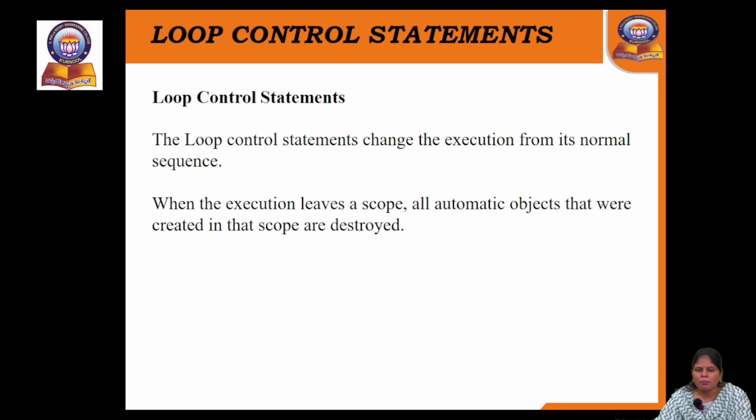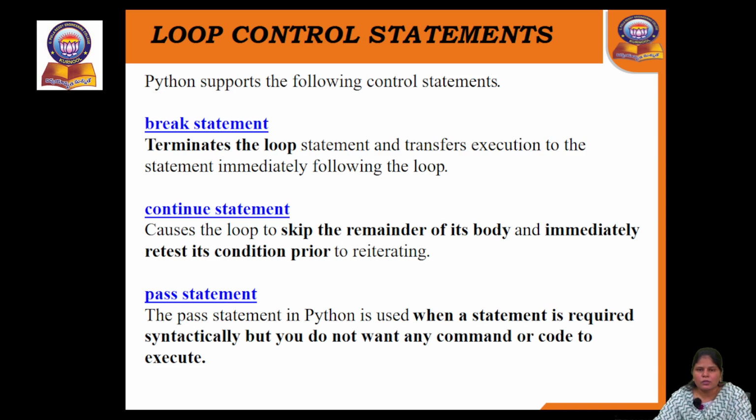These statements mainly come into use in loop statements. Loop control statements change the execution from its normal sequence. When the execution leaves a scope, all the automatic objects that were created in that scope are destroyed. Python supports the following control statements: the break statement, the continue statement, and the pass statement. We don't have the goto statement here. Goto is not available in Python.